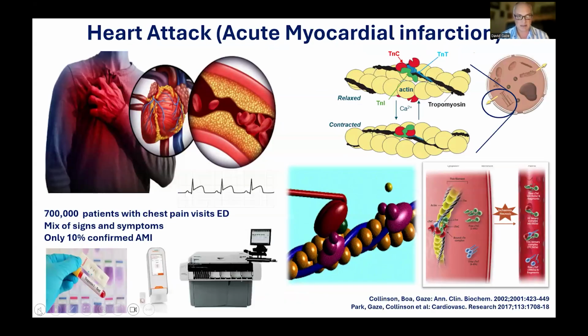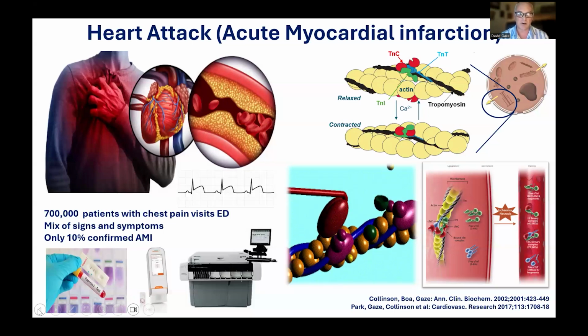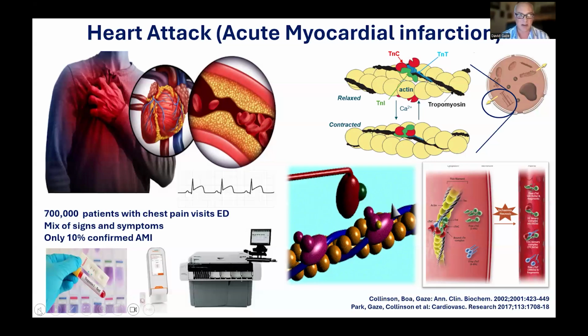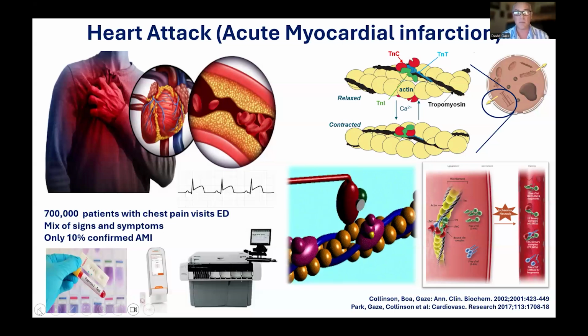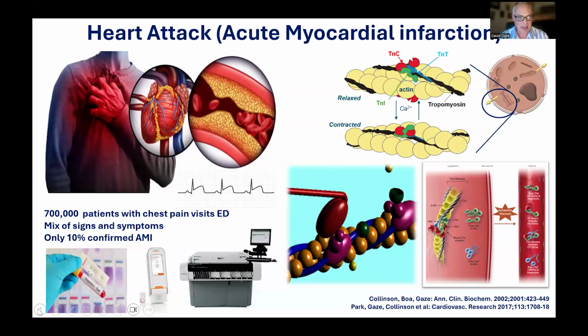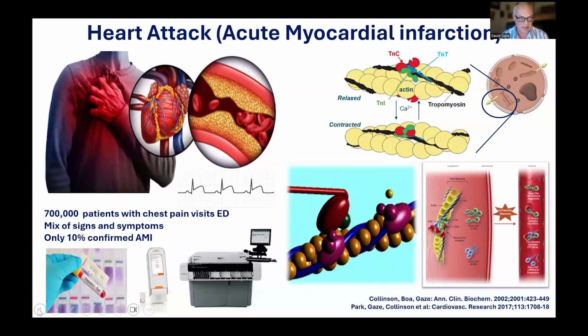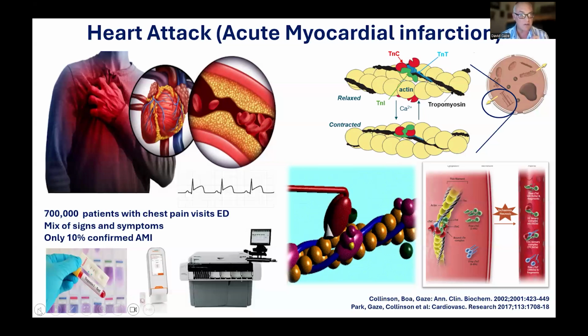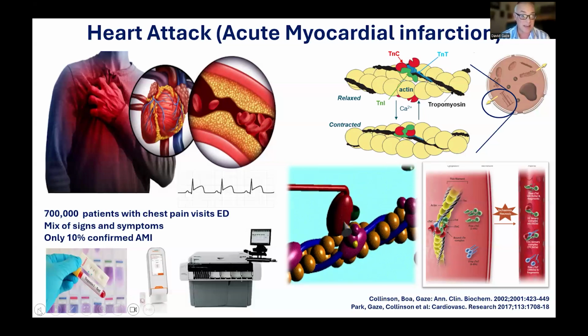So the biggest risk really is a heart attack, which is known as an acute myocardial infarction. There's over 700,000 people that present to the emergency department every year with chest pain. There's a multitude of signs and symptoms, but only around 10% actually have a heart attack. You can see an ECG trace there, which is indicative of a heart attack, but that only occurs in around 45% of those 10%.